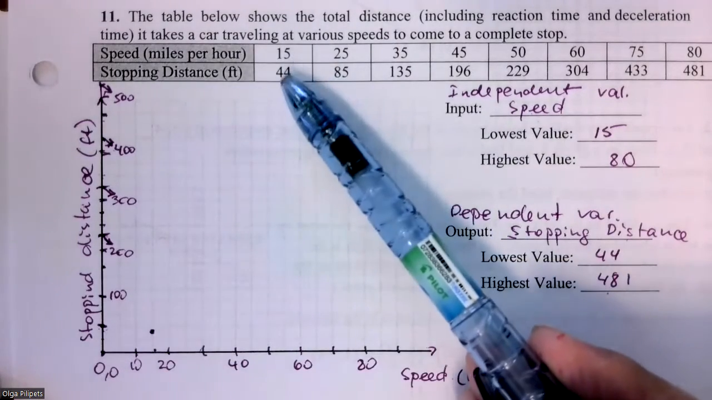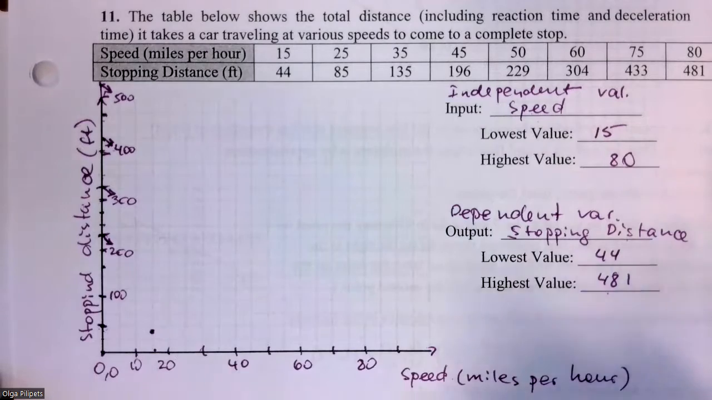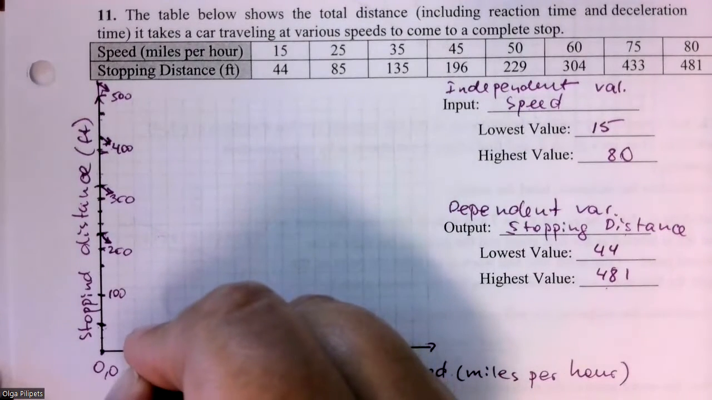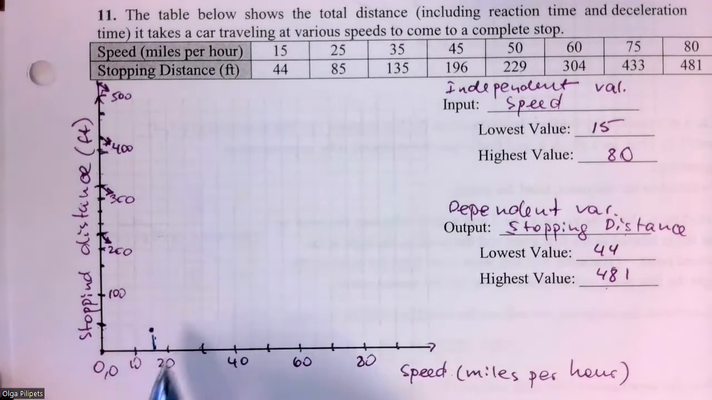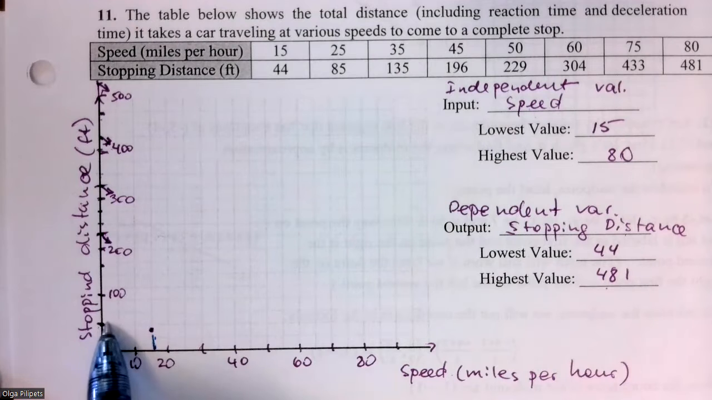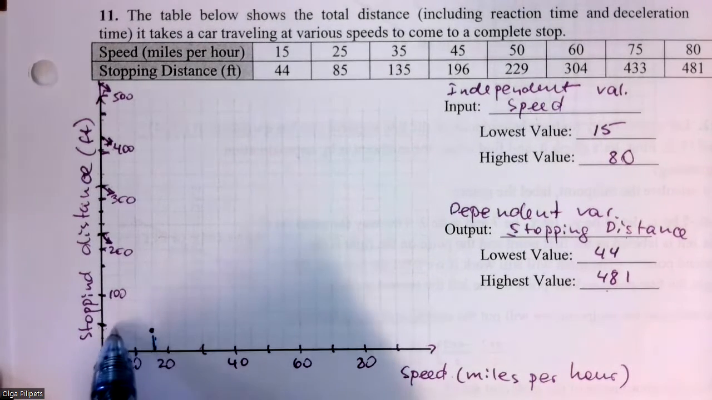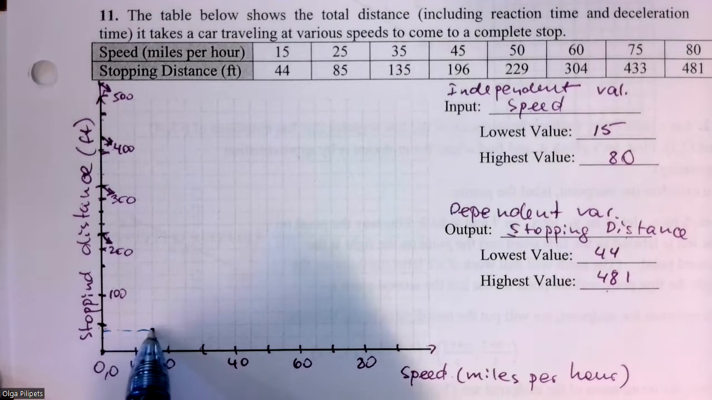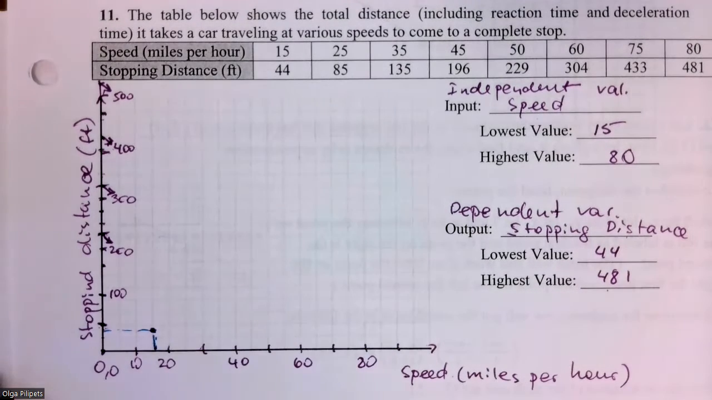Our first point is 15 and 44. So, okay, 15 is kind of obvious. Now for the 44, this is 50. That means here's 25. Well, 44 is below 50. So about here. So that's going to be our first point.